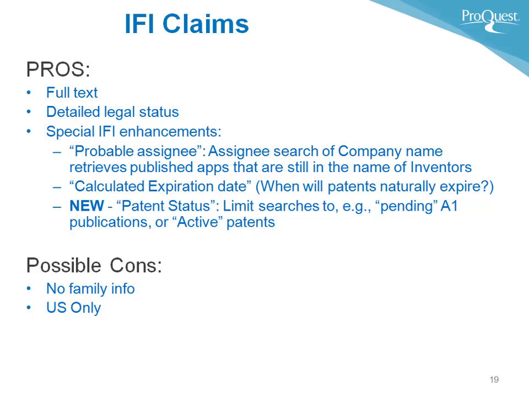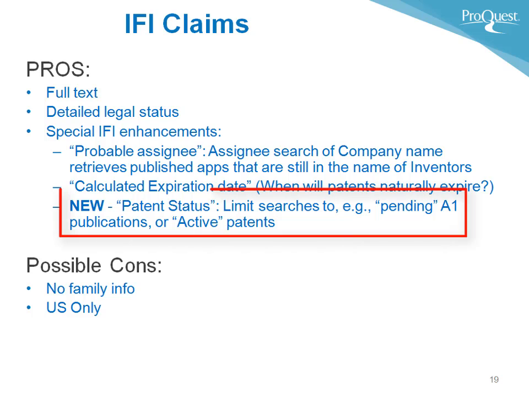You can also limit your searches in IFI Claims by the status of a patent. You can tell the search engine that you want only patents that are active, that haven't been expired yet. Or maybe you just want to get patents that are still in the pipeline. They're at the stage of being published applications, but they're not granted yet. You can limit your results to just those very easily in this database.